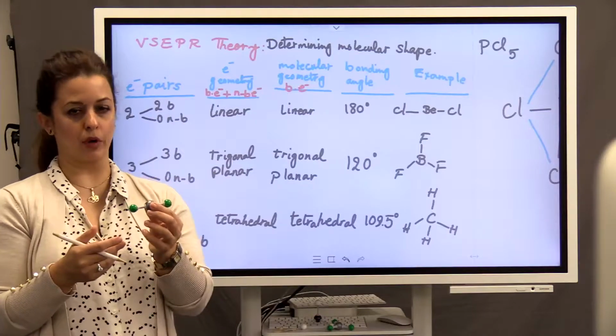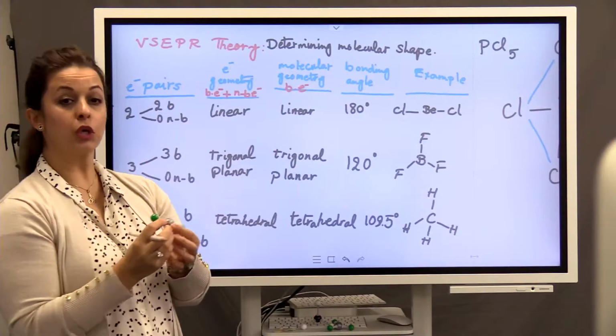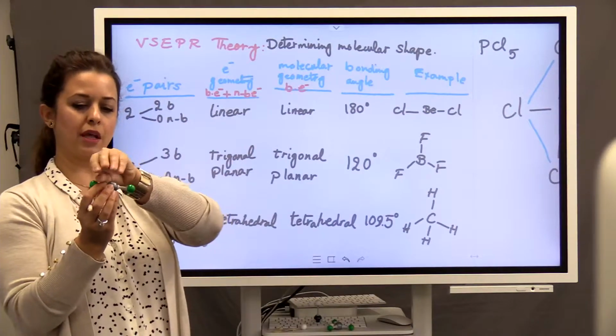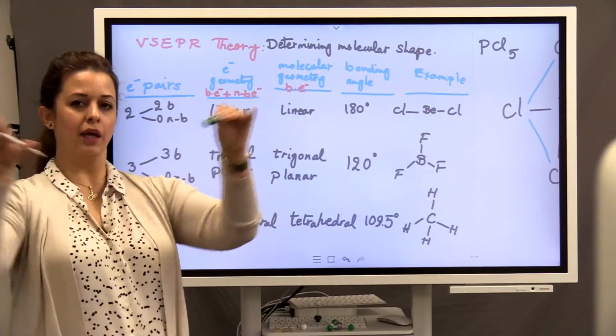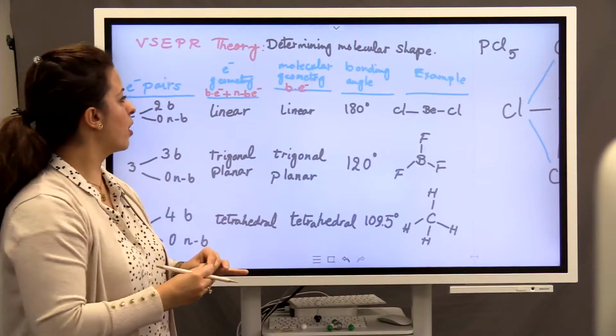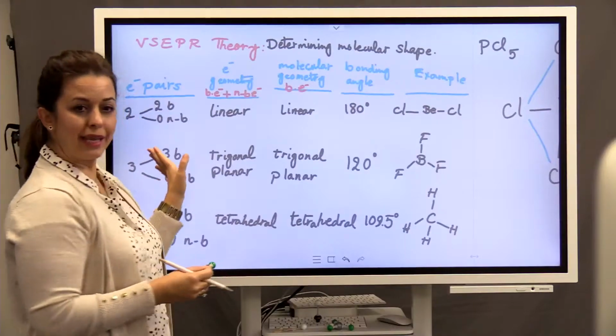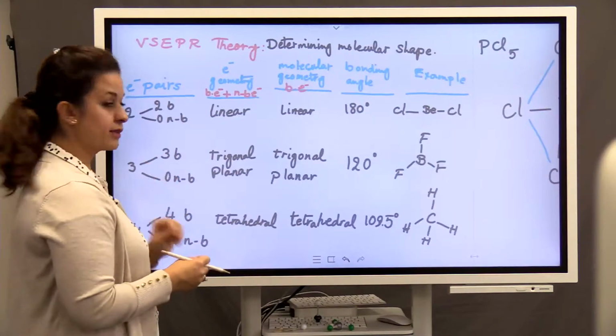You need to memorize it, let's say you need to learn it, because if you know that there are two bonding electron pairs and no non-bonding, automatically linear shape comes to your mind. All right? So let's go and increase the number of electron pairs around our central atom.